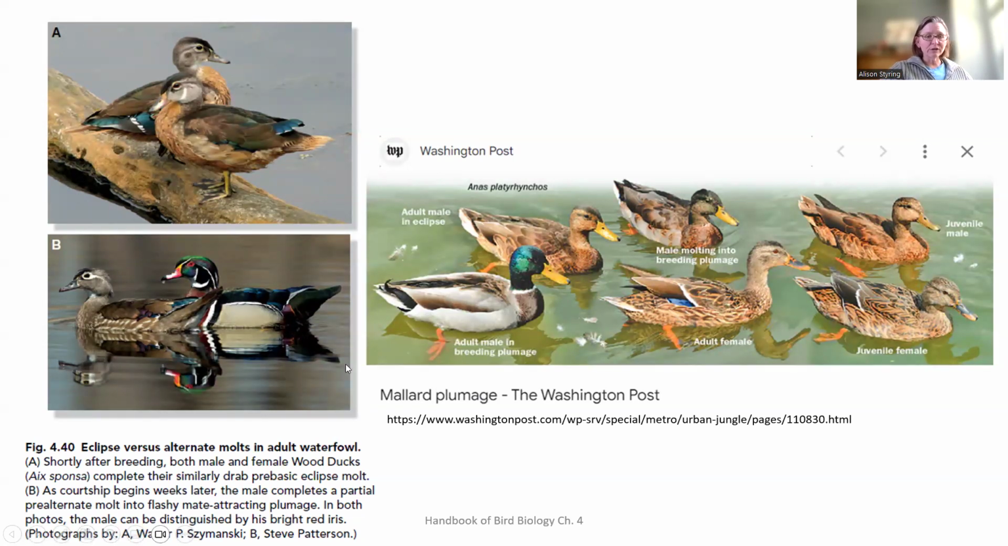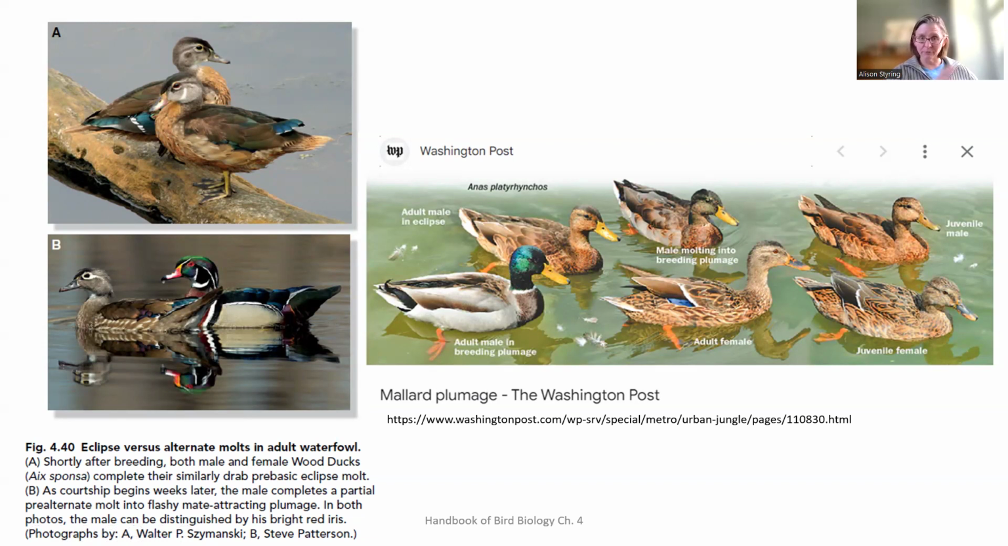So here is a pair of wood ducks. This is from the Handbook of Bird Biology. And this is the kind of plumage you see them in most of the time. This is the male, this is the female. However, ducks do very briefly molt into what we call an eclipse plumage.